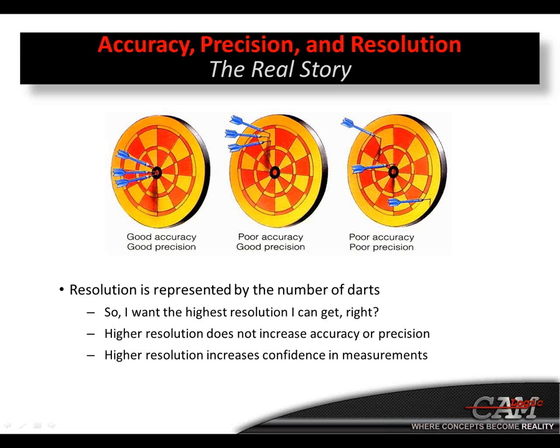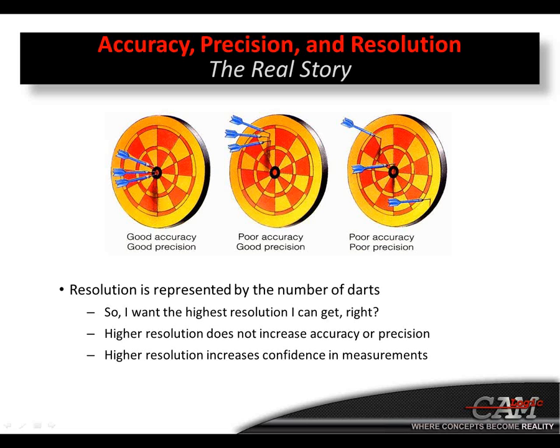In the middle image, we can see that we have poor accuracy because we've missed the bullseye completely, but we still have a good grouping, so that represents good precision. And then on the far right, we have poor accuracy and poor precision. Not very close to the bullseye, and they're pretty much scattered all over the place. So the third piece of this puzzle is resolution. And resolution in this dart example would be represented by the number of darts. Resolution can also be thought of as the fineness or the detail of a measurement.